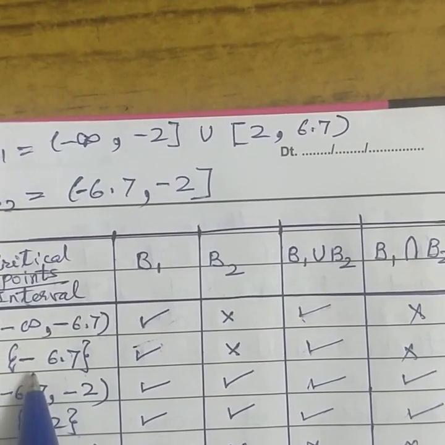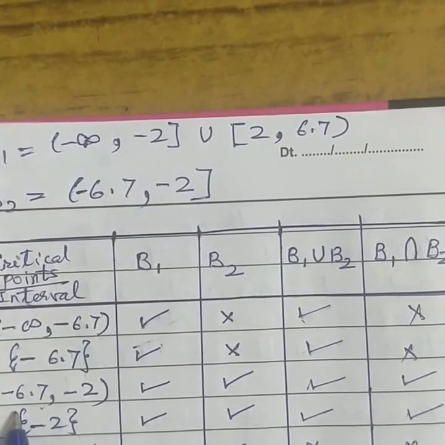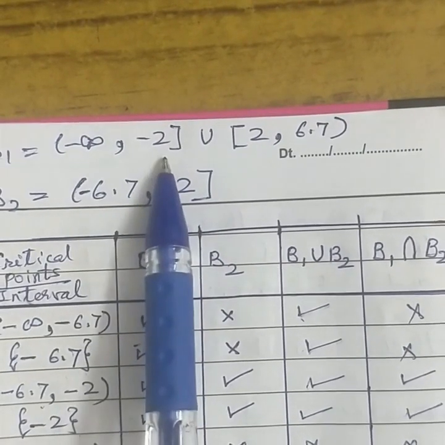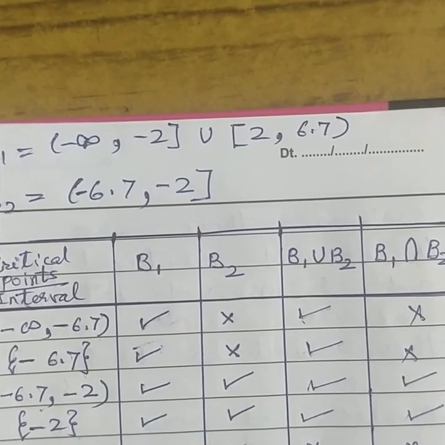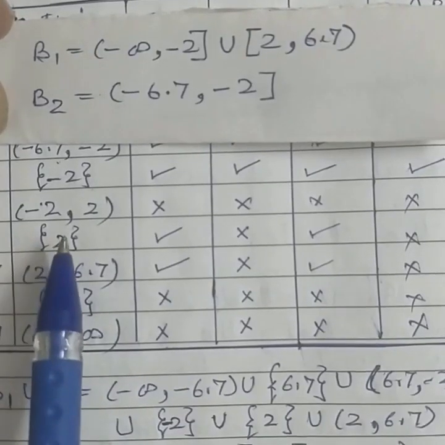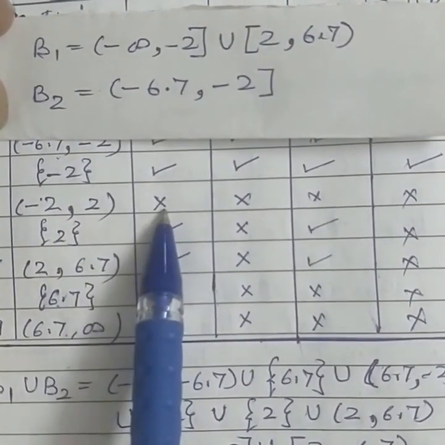The point -6.7 is the element of the set. The interval between -6.7 and -2 is the element of the set. The point -2 is the element of the set. The interval between -2 and 2 is not the element of the set B1, hence a cross mark is shown.